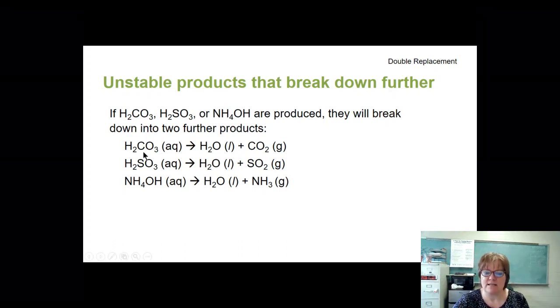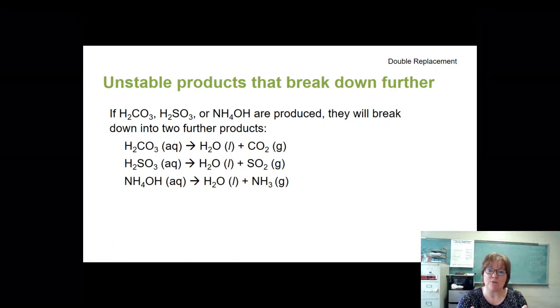Carbonic acid, H2CO3, makes water and CO2. Notice all 3 of them make water liquid, and then the remaining product is whatever was left. So water plus CO2; H2SO3 makes water plus sulfur dioxide; NH4OH makes water plus, this is ammonia, NH3. All of the other products are gases. So you do need to recognize these 3 as unstable intermediates.